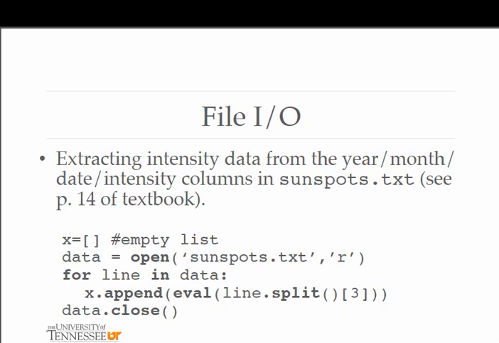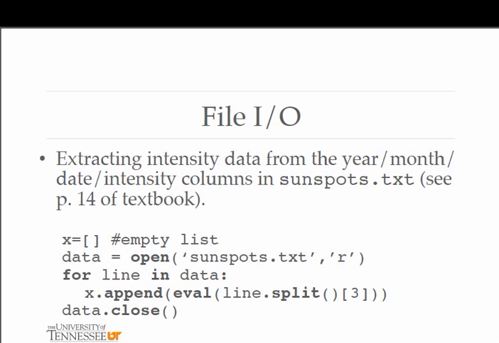So for example, if you looked on page 14 of the textbook, there's some data related to sunspots, and this is just an illustration of trying to pull off some of the data. There was intensity data in year/month/date/intensity columns. So this is just an illustration of column-based data, and let's say, again, there were 4 columns. The first one was year, the second one was month, the third one was date, and the last was intensity. Here's an illustration of how you could create a list just of those intensities.